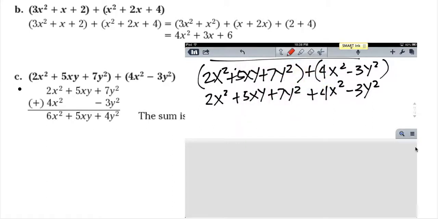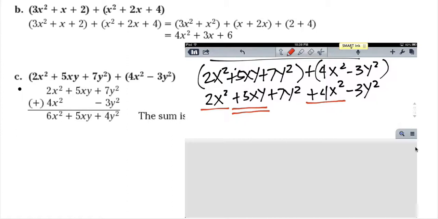And what I like to do is underline my like terms. 2x squared is alike with 4x squared. I am also underlining the sign, or the operation before the number, that tells me the sign of the number. Remember what we talked about in the past: in terms of addition and subtraction, the operation before the number is the sign of the number. Look at 5xy. I'll double underline it now because this is a different term. It has no like term, so we leave that alone.